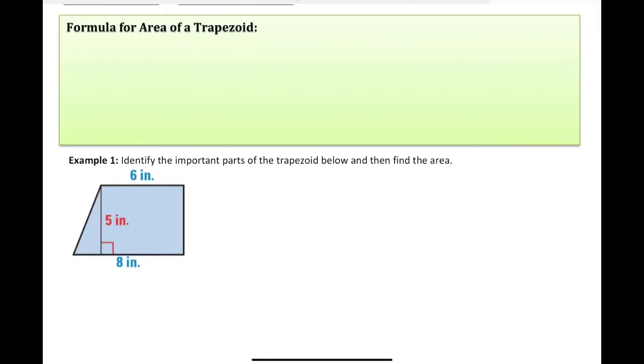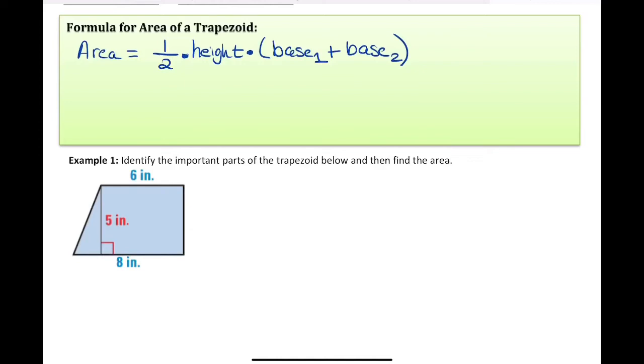Okay, now let's get right to the formula for the area of a trapezoid. I have to warn you, it's kind of long and it may look confusing, but if you know what numbers to put in the individual parts, you're going to be fine. So let's get right down to it. The area of a trapezoid is going to equal 1/2 times, in parentheses, base 1 plus base 2. And that's the sum of the bases right there.